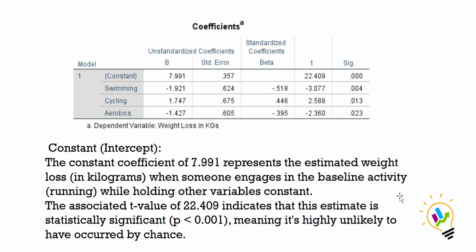The constant coefficient of 7.991 represents the estimated weight loss in kilograms when someone engages in the baseline activity, that is running, while holding other variables constant. Here, if a person is only running and he is not doing any other things, he is going to have a weight loss of 7.991 kilograms. And this is significant because you can see the value here. This value is 0.00, which is less than 0.05. So this constant, which is intercept, is significant.